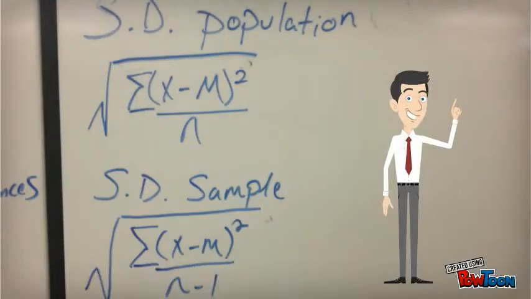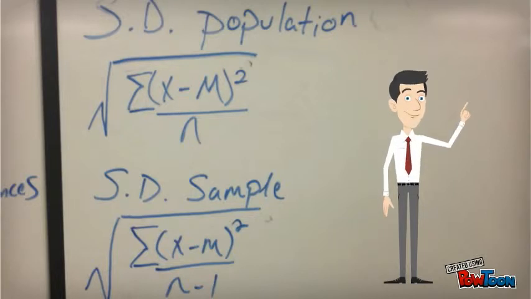Alright, so let's look at the formula for standard deviation. For a population, you have the square root of the sum of the differences between your score and mean squared over n. For a sample, same thing, but with n minus 1.